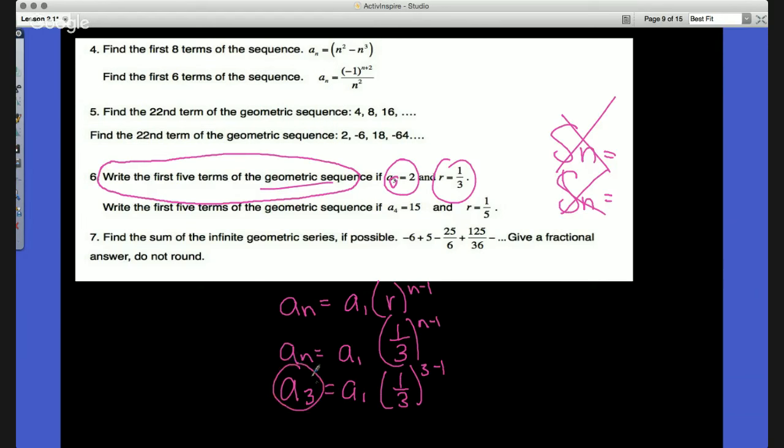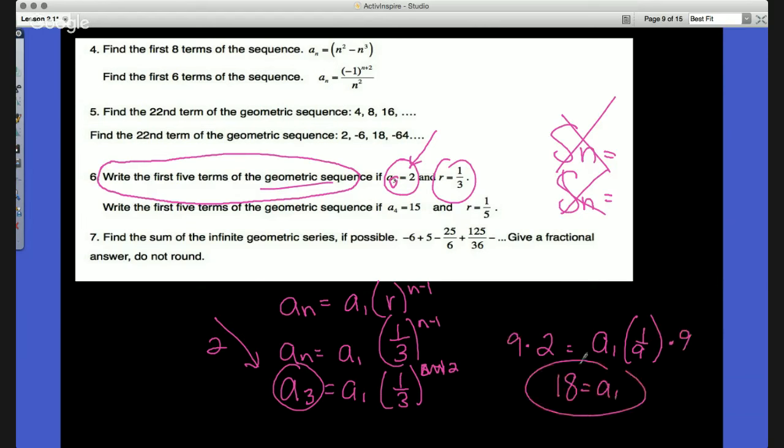But I still need something in place of this. So we're going to place 2 in for it, because we were given that A of 3 was 2. So now I've got 1/3 to the second power. 1/3 times 1/3 is 1/9. So I have A of 1 times 1/9 equals 2. To simplify, I'm going to multiply by 9, where 18 equals our first term, which is A of 1.